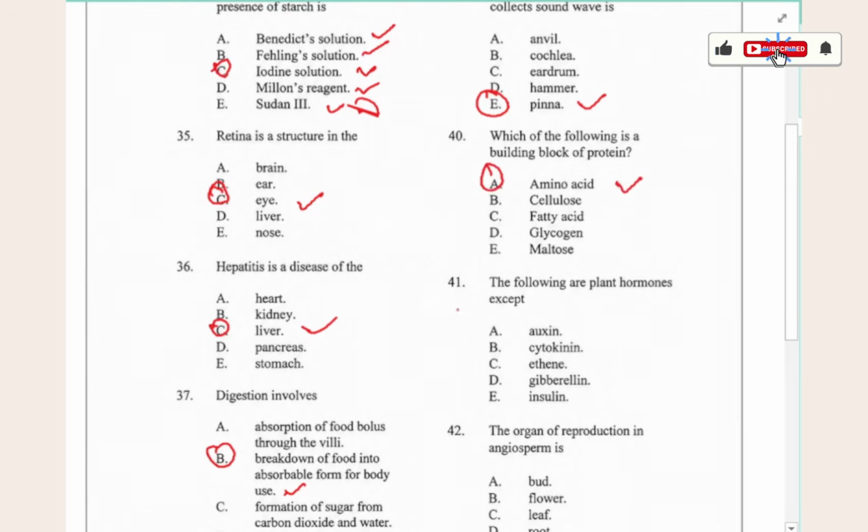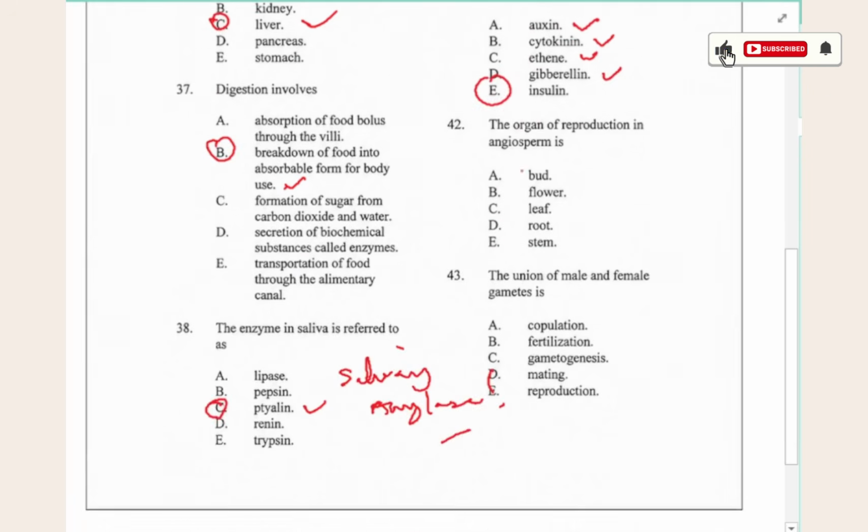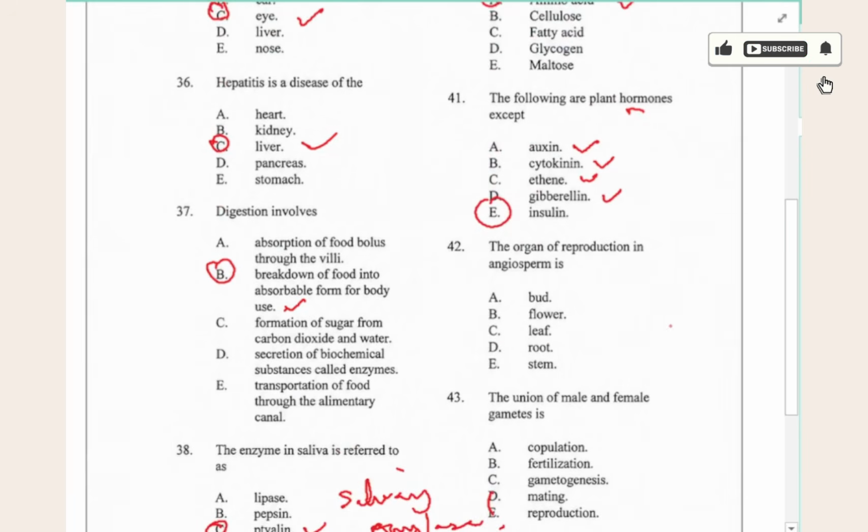Number 41. The following are plant hormones except. So auxin is there, cytokinin is there, ethylene is there, gibberellin is there, and insulin is an animal hormone. Okay, so that's the best answer there. The organ of reproduction in angiosperms. Angiosperms are your flowering plants basically. It's your what? Your flower. Okay, that's the organ of reproduction in your angiosperm.